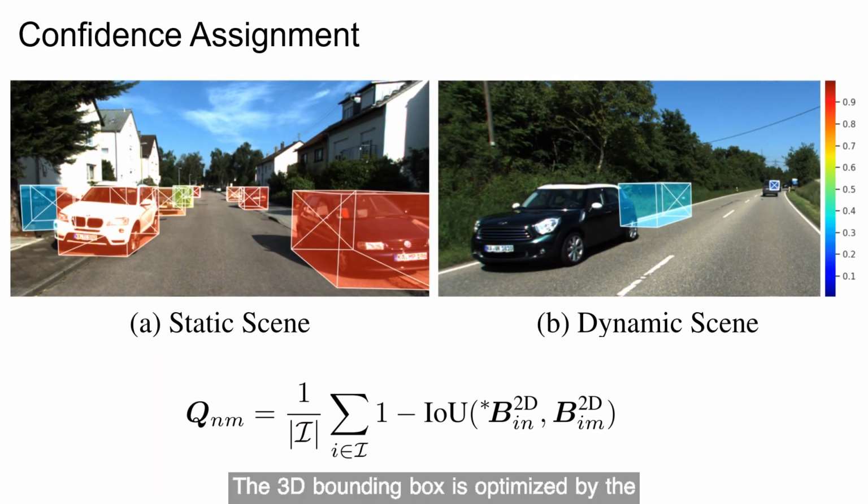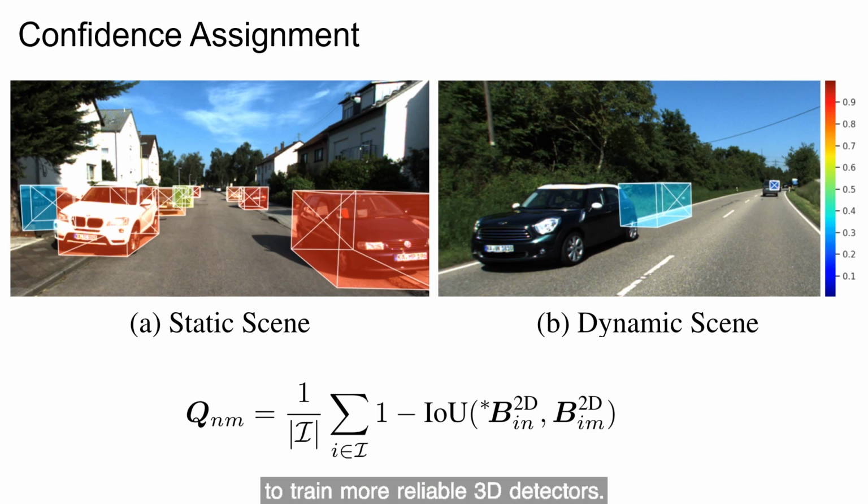The 3D bounding boxes optimized by the proposed auto-labeling are not reliable for dynamic, occluded, or truncated objects. Therefore, we propose a confidence assignment method based on the multi-view projection loss. It helps us to train more reliable 3D detectors.